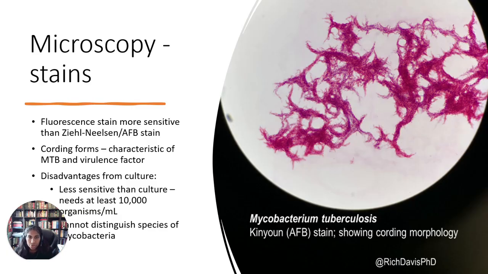When someone is looking under the microscope and they see cording forms, this is very characteristic of Mycobacterium tuberculosis and a virulence factor, like we've mentioned before. This is an example of the serpentine cords that you might see under a microscope, pathognomonic and characteristic of Mycobacterium tuberculosis. Some disadvantages of stain as a diagnostic tool compared with culture: it's actually less sensitive. You need at least 10,000 colony-forming units or organisms per milliliter, and it cannot distinguish between the species of mycobacteria other than if you see the cording that is characteristic of Mycobacterium tuberculosis.